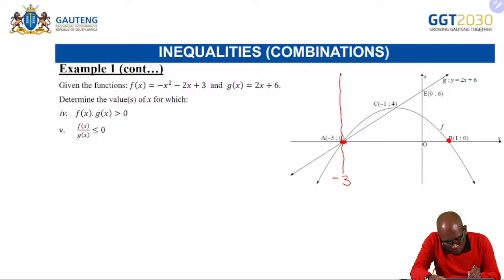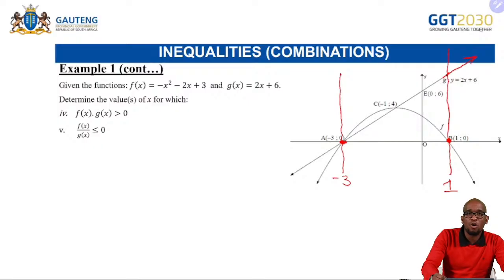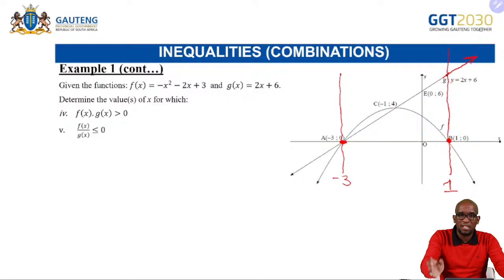If I just continue with this here, extending that line, and draw a vertical line here, I will have another point of reference. So the points of reference are different as compared to the one on comparisons. Here, the points of reference or the critical values would be where the graphs cut the x-axis. Both of them cut the x-axis at minus 3, and f also cuts the x-axis at 1. That's what we are interested in. That's where we're going to start.